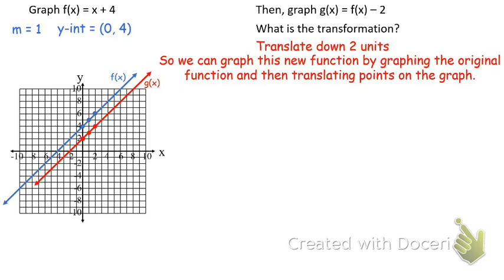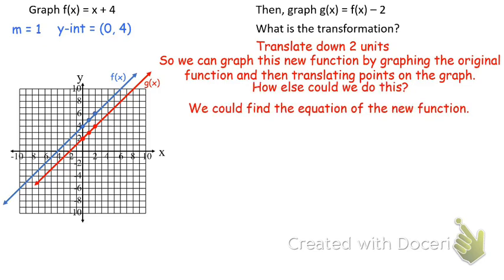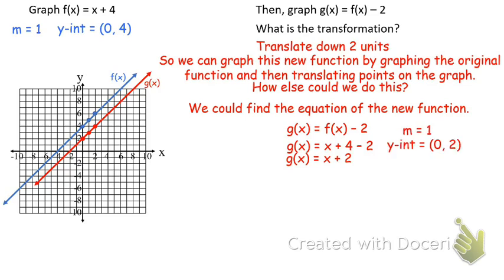So remember, we can always plot the original function and just translate to find the new one. But again, how else can we do it? Let's look at that equation. Well, if we knew that the original function was x plus 4, and the new function is g of x equals f of x minus 2, well, let's just take the x plus 4 and substitute. The new function is g of x equals x plus 4 minus 2. This gives us x plus 4 minus 2, which is really just x plus 2. So g of x equals x plus 2. This new function has a slope of 1 and a y-intercept of 0, 2.